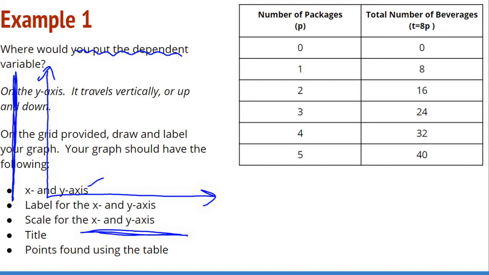I have an X and Y axis. I have labeled the X and Y axis. I have not yet done a scale. I need to do that. But I have done a title, and I have not yet done the points.